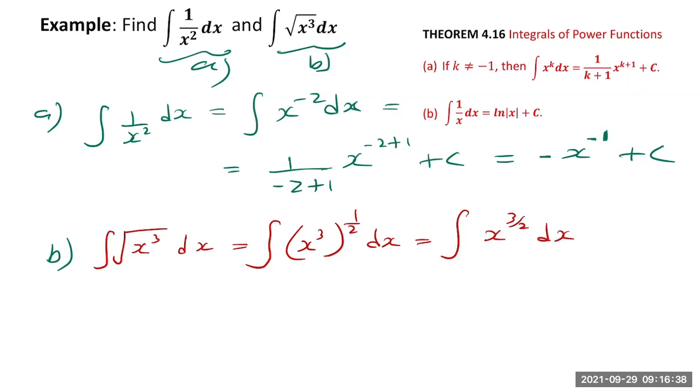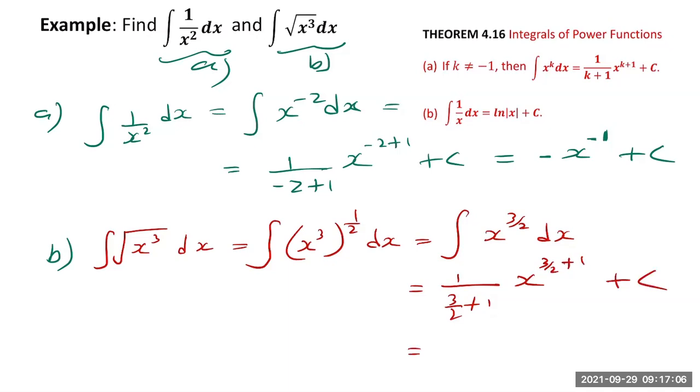This power of integrals of power function formula can be applied here. This is the value k in this case. So this would be equal to 1 over k plus 1, or 3/2 plus 1, times x to the power k plus 1, 3/2 plus 1, plus a constant.